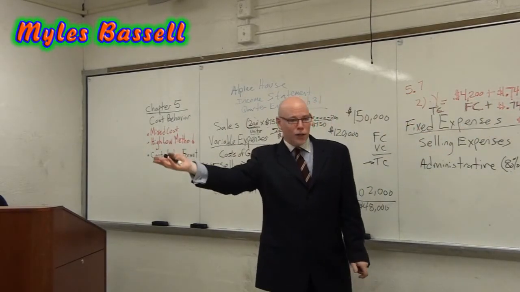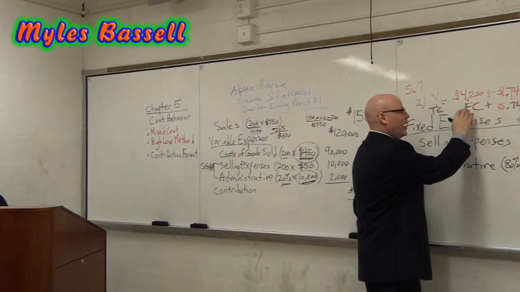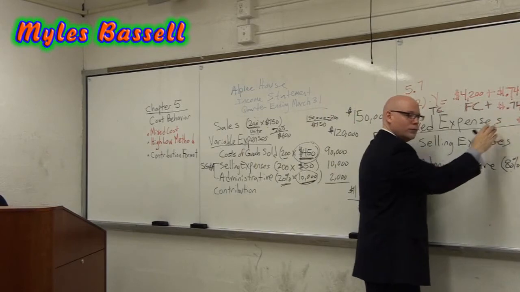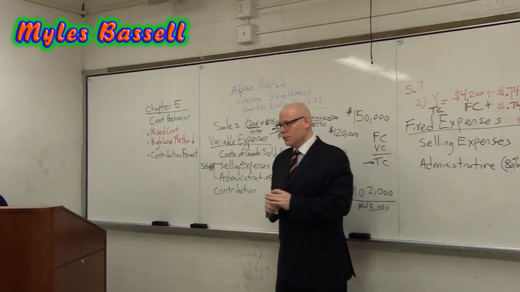With the coffee, it was 22 cents. Here, the fixed cost is 4,200. We add the 4,200 to the variable cost, and that gives us our total cost.